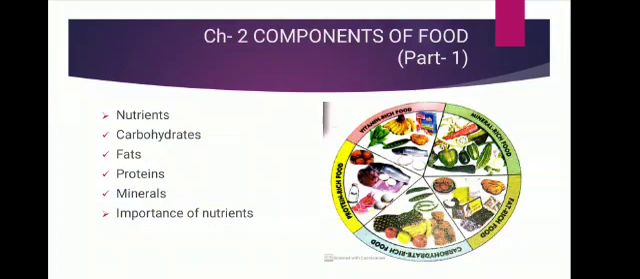First, look at the contents of the chapter, that is nutrients and importance of nutrients. Now, look at the figure. It will show the different types of nutrients that are rich or present in our food. In this chapter, I will explain to you about various components which are present in a particular food item.